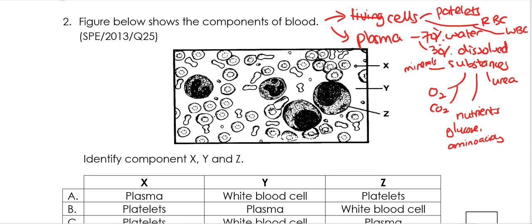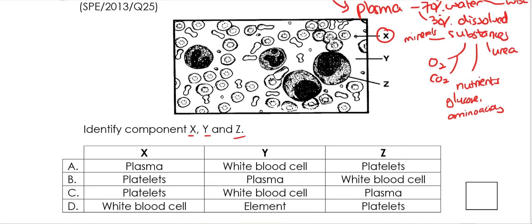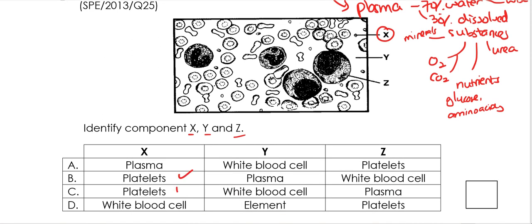All right, now that we've done a short recap, let's get into this question. It says here, identify, so make sure that you find out what is X, Y, and Z. So X here refers to the really tiny bits there, and that should be your blood platelets. So tick here. And Y is actually the liquid part of blood, and that is the plasma. Z over here is the really big cell there, and the biggest cell in blood should be the white blood cells. So the answer here is B.